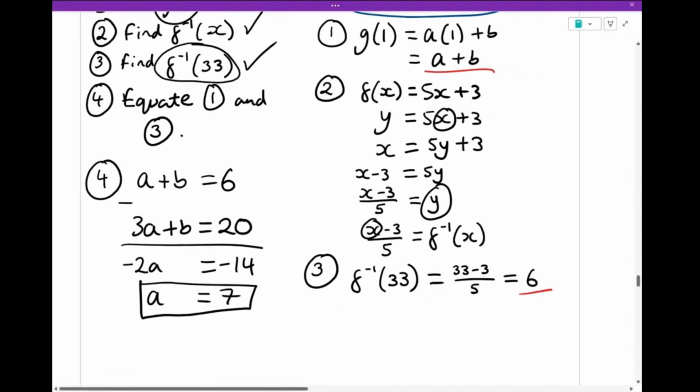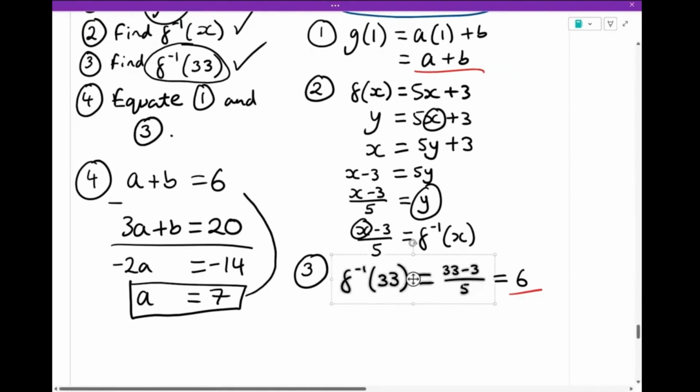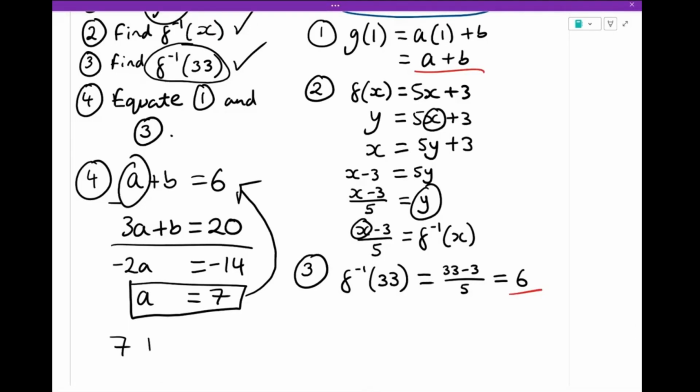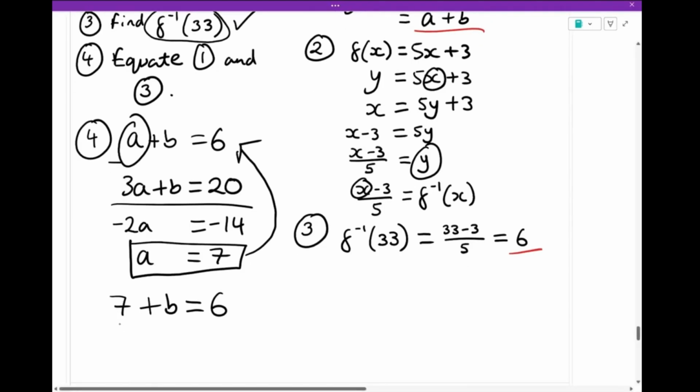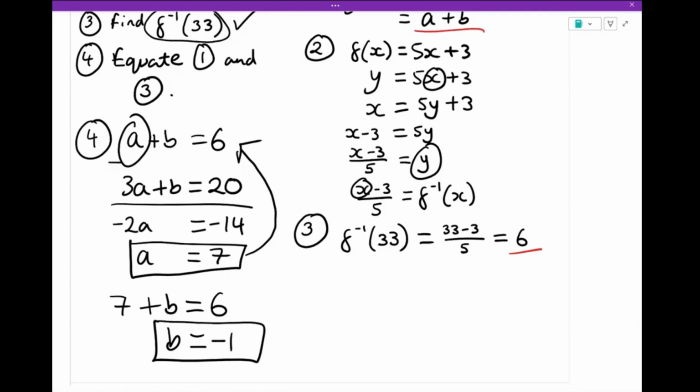We now just need to substitute this value into one of my two simultaneous equations. We're going to use the top one in order to find b. In place of the a, we put 7, and then plus b is equal to 6. If I rearrange, we subtract 7, so we get b is equal to negative 1. So a equals 7 and b equals negative 1 would be my final answer.